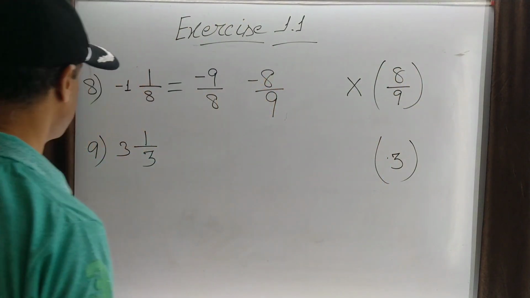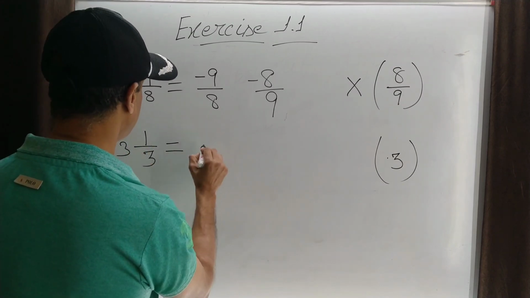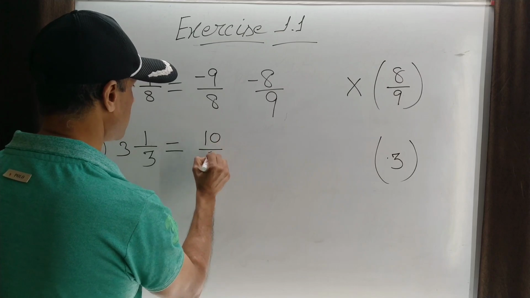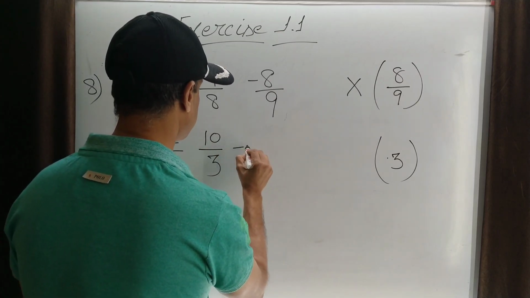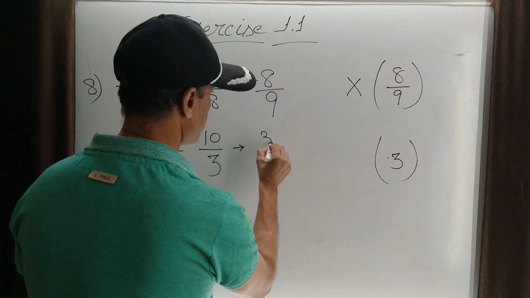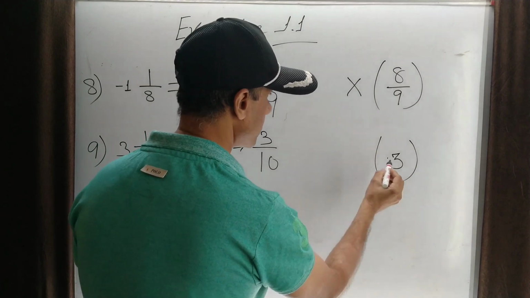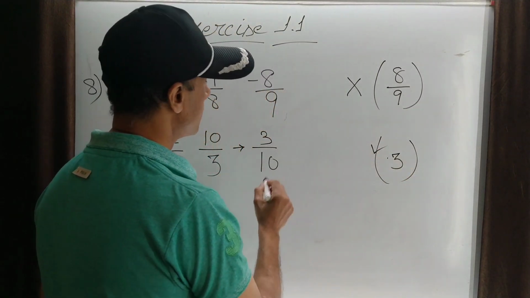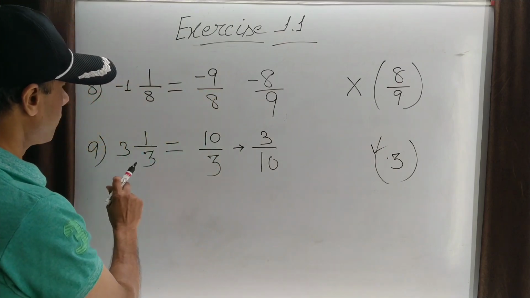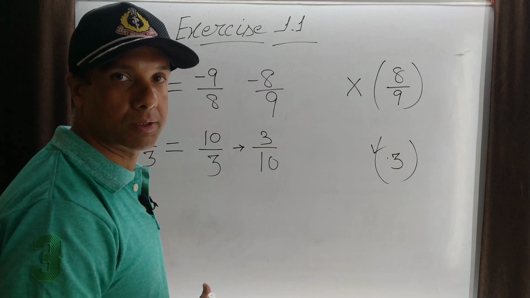Correct? Let's see this number. How do we write this mixed rational number? This is nothing but 10 by 3. The inverse of this is 3 by 10. If we convert this into decimal form, we get 0.3. So the multiplicative inverse of this mixed rational number is 0.3. Right?